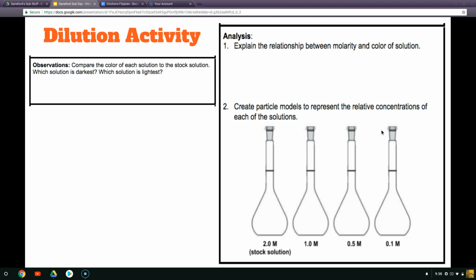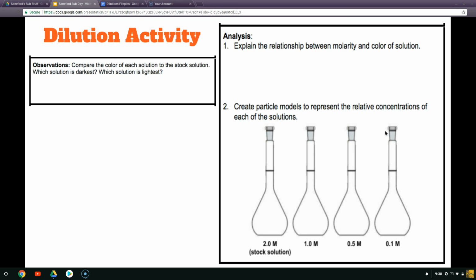Each of those you should have poured into one of the plastic cups or paper cups on your desk. If all of it doesn't fit, that's fine. Just make sure you get some in the paper cup. And then we're going to compare the color of each one. So I want you to pause.